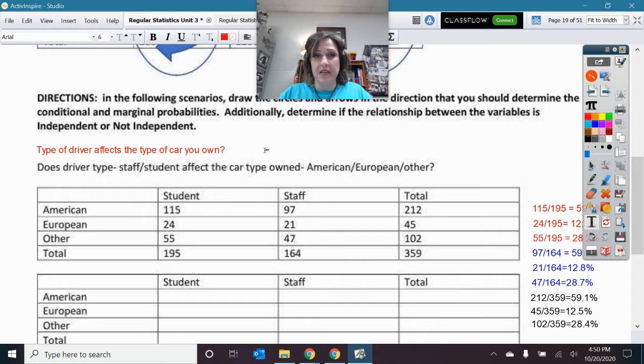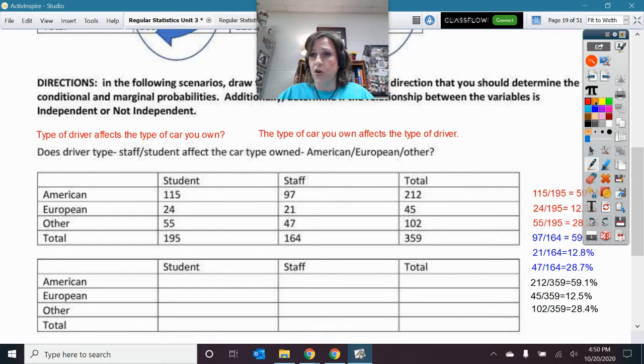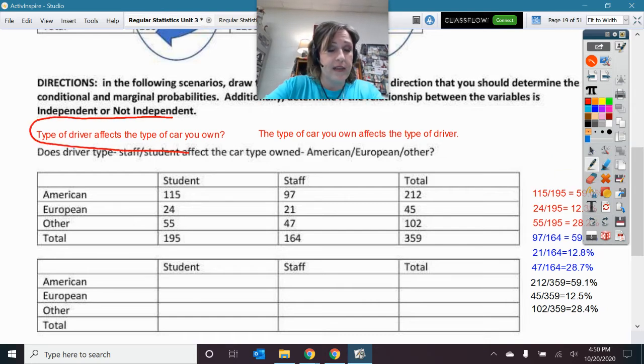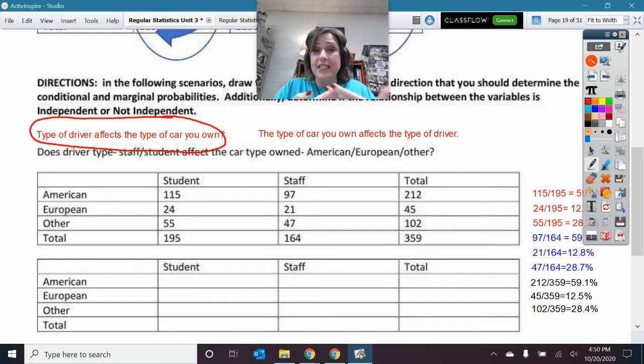Okay, so the other way around would say the type of car you own affects the type of driver you are, meaning if you're a staff or a student. Okay, so think about those two statements and decide which situation we have. Okay, so hopefully you've come to the conclusion that the situation we have is this one here, that the fact that you're a student or staff member may affect the rate at which you have a certain kind of car. Okay, so we think type of driver is the explanatory variable. It's explaining the response, the type of car.